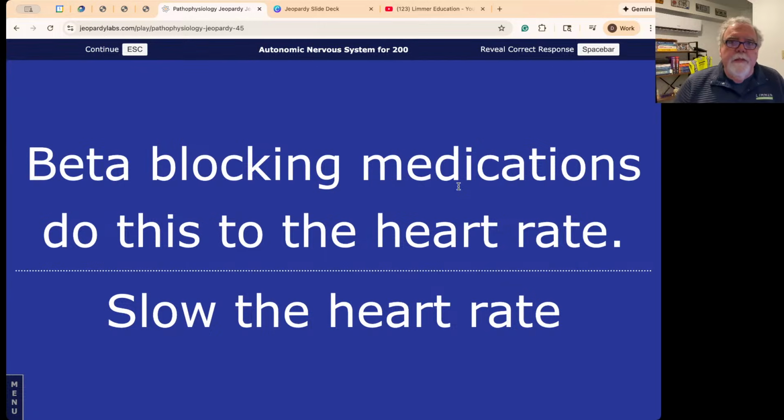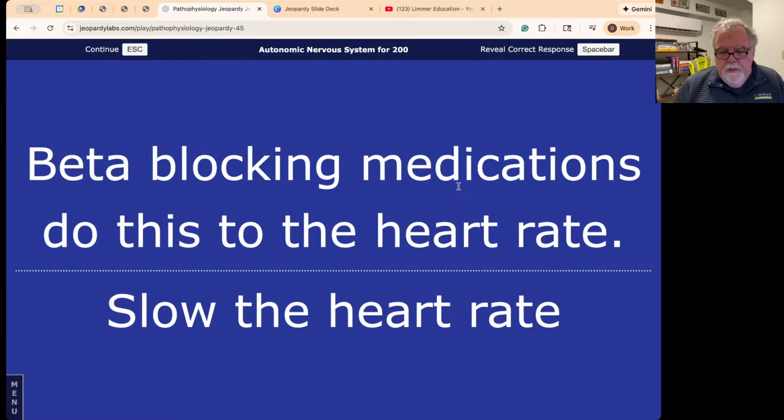Look at their med list, because there's a good chance they're taking a drug like atenolol or metoprolol, and those are beta blockers that slow the heart rate. And that's good.